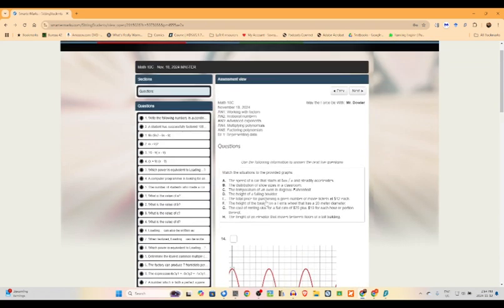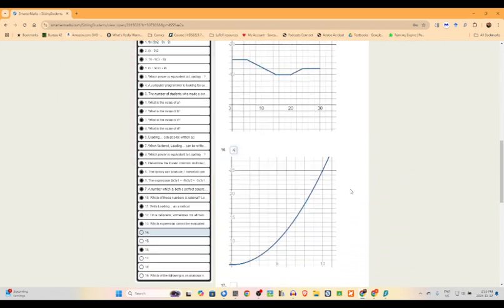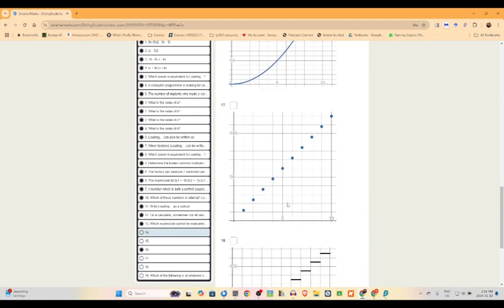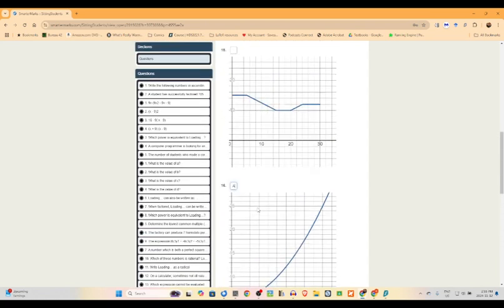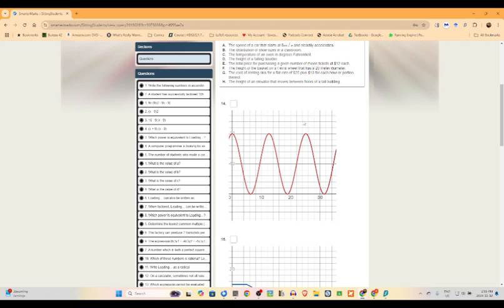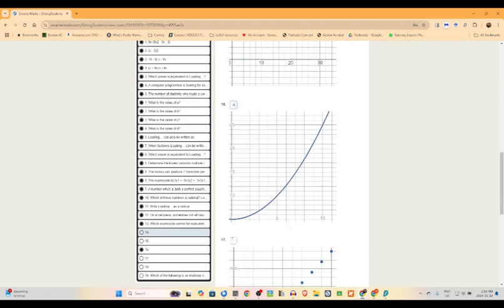The total price for purchasing a given number of movie tickets at $12 each. Well, this would be discrete data. 1 ticket is 12. 2 tickets is 24. 3 is 36. 4 is 48. 5 is 60. And we can't have half a ticket or 3/4 of a ticket. So that was option E. And that's the graph for number 17.